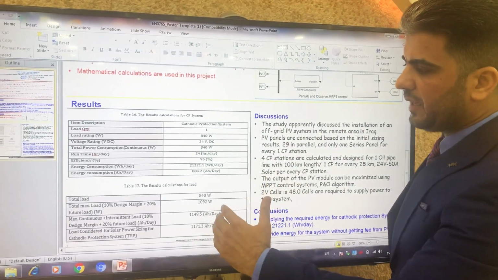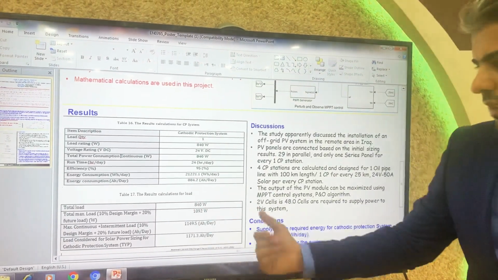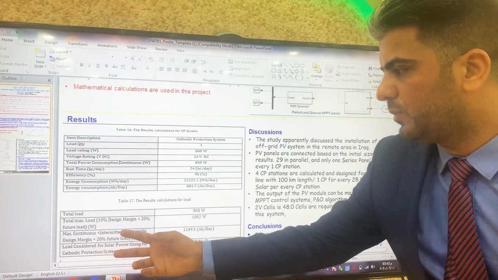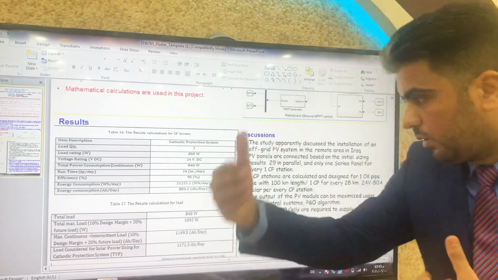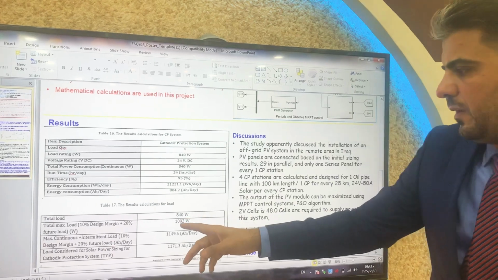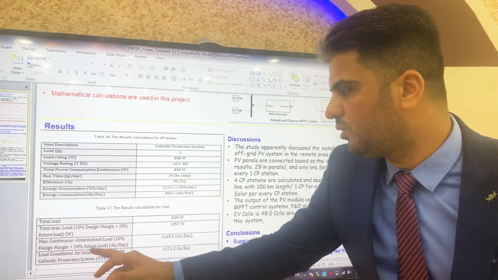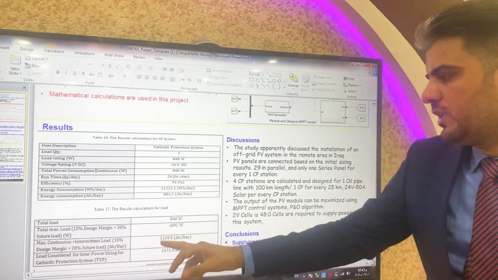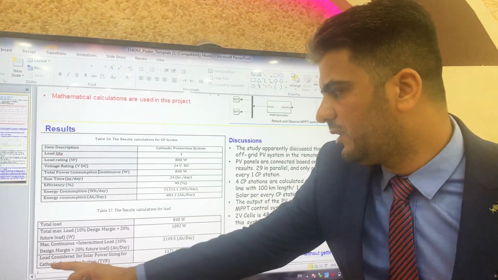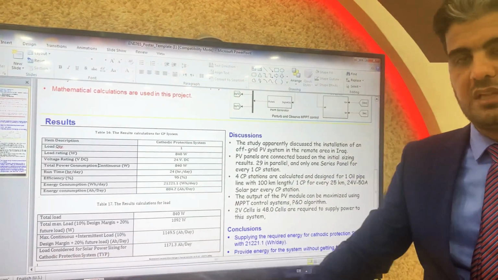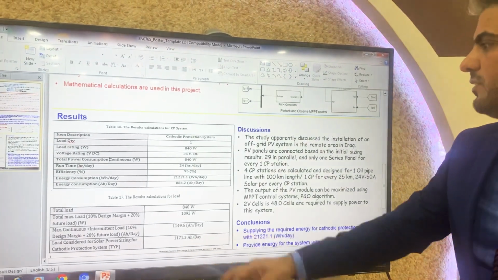But I also found the results of the calculation for the load. For the load I use the total maximum load, because I use a margin here: 10% design margin and 20% future load, which is 1092 watts. The maximum continuous and terminal load is 1149.5 ampere hours, and the load considered for solar power sizing with the cathodic protection system is 1171.3 ampere hour per day.